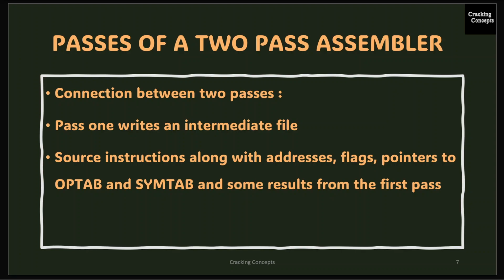This working copy of the source program can also be used to retain results of certain operations that may be performed during pass 1, such as scanning the operand field for symbols and addressing flags. So these need not be performed again during pass 2. Similarly, pointers to optab and symtab may be retained for each operation code and symbol used. This avoids the need to repeat many of the table searching operations.